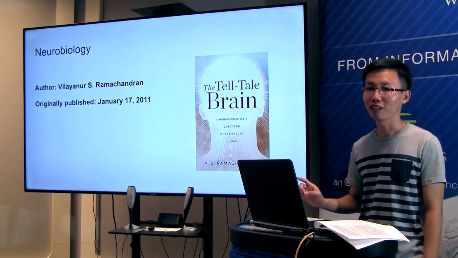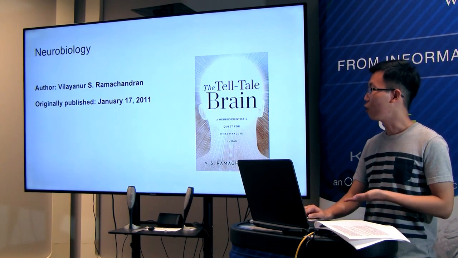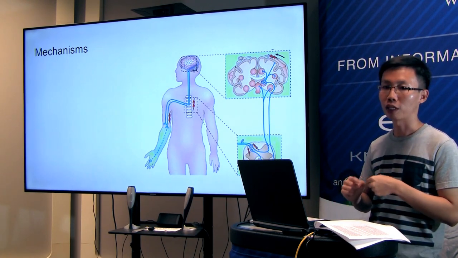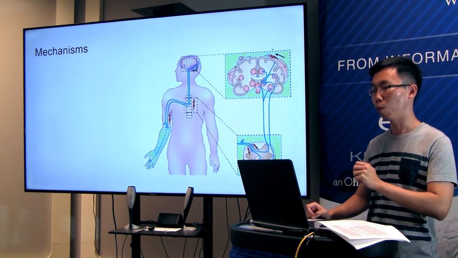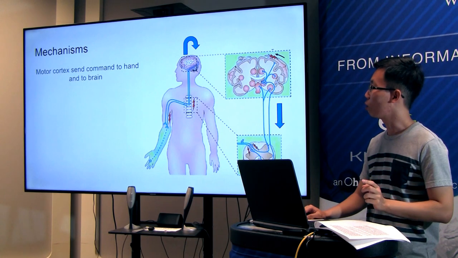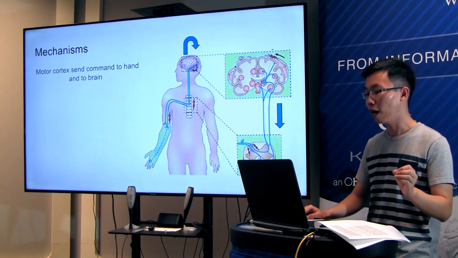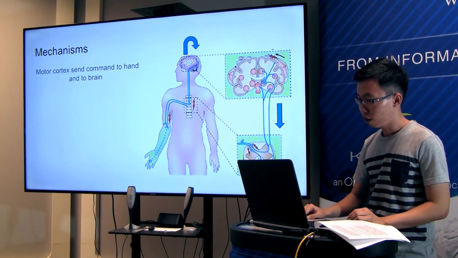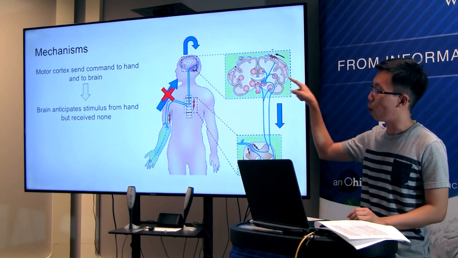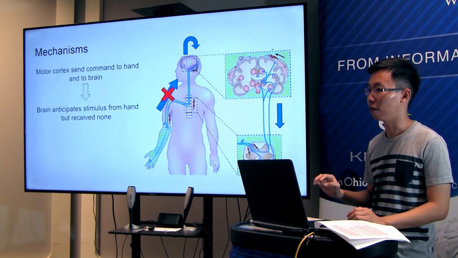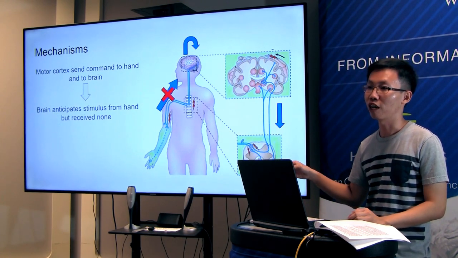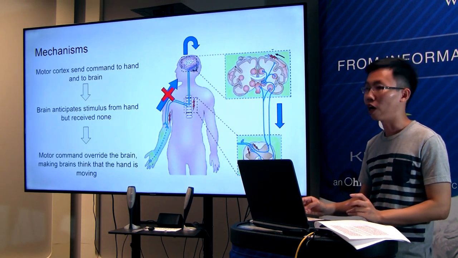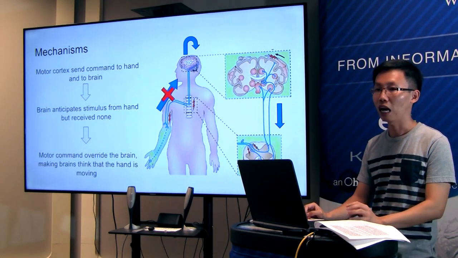Dr. Ramachandran and his group suggested a theory that this phenomenon arises because of several processes in our brain. When we try to move our limb, our motor cortex will send the command to the hand to move the limb and to the brain at the same time. When the brain receives the command, it would anticipate the stimulus from the hand. But because the limb is amputated, it receives no stimulus from the hand, and the motor command would override the brain, making the brain think that the hand is moving.